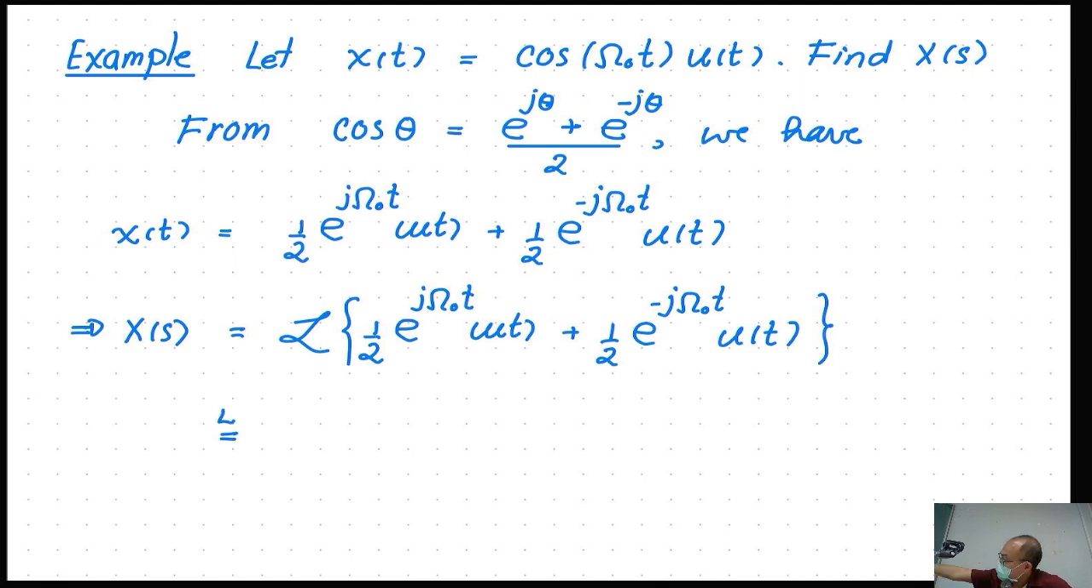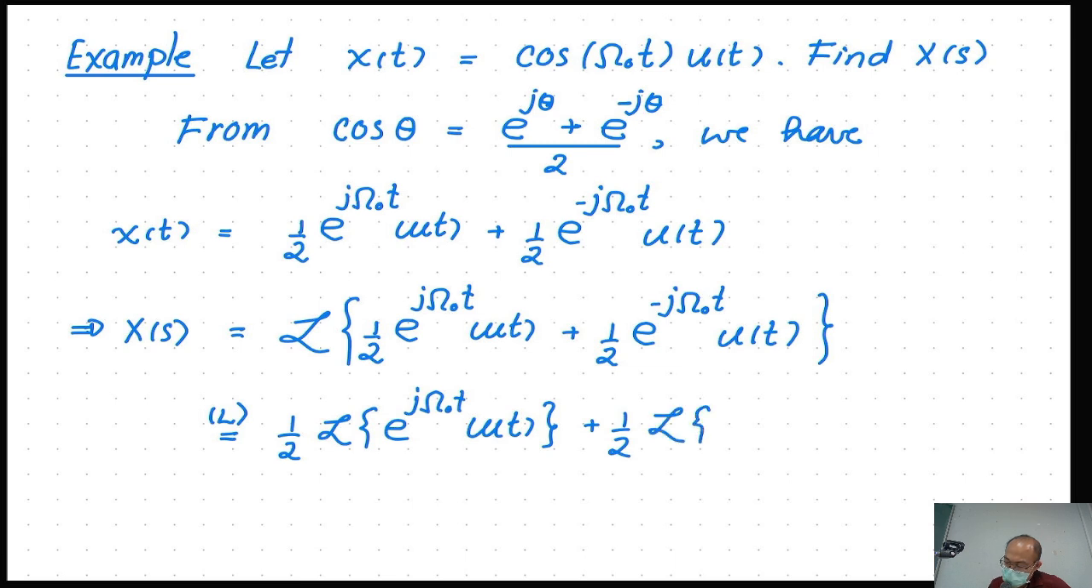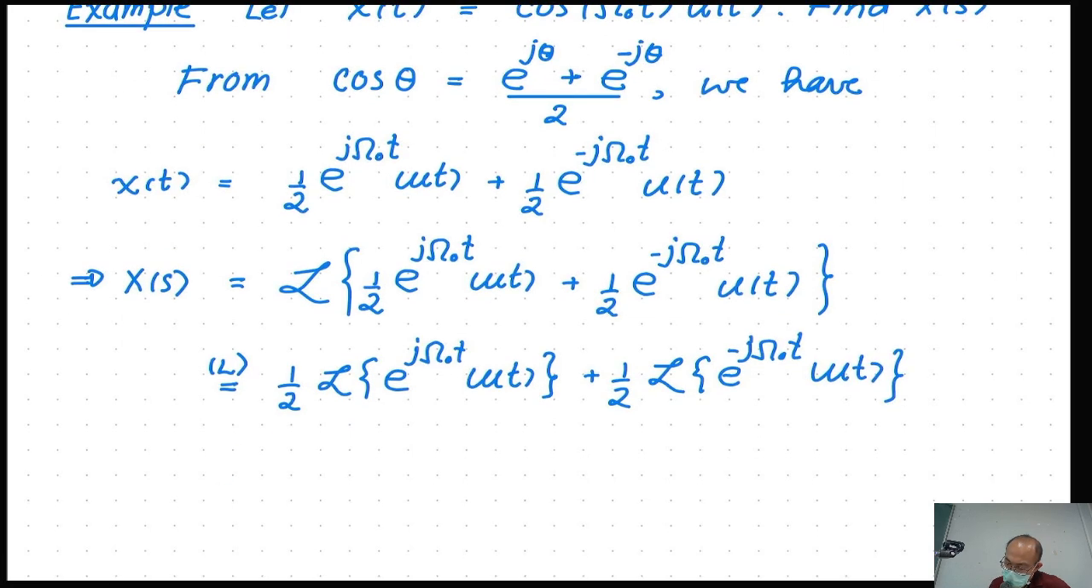I can simply put a small letter L here to indicate that I'm using the linearity property, and put the L inside of the parentheses. So we have 1/2 of the Laplace transform of e to the j omega 0 t u(t), plus, I'm going faster now, 1/2 of the Laplace transform of e to the negative j omega 0 t u(t). Now, what do we know about the Laplace transform of an exponential?